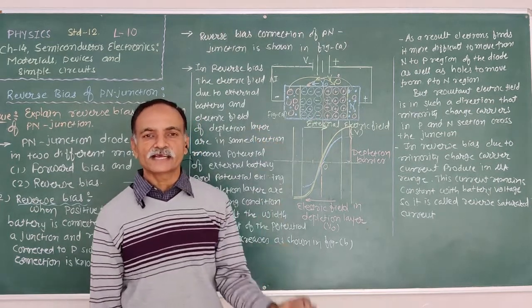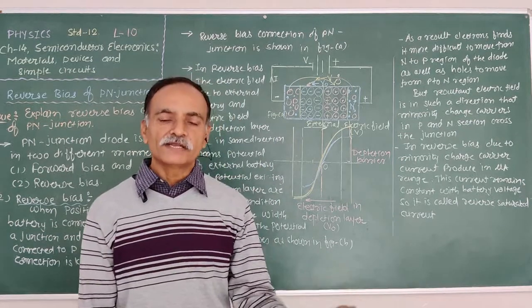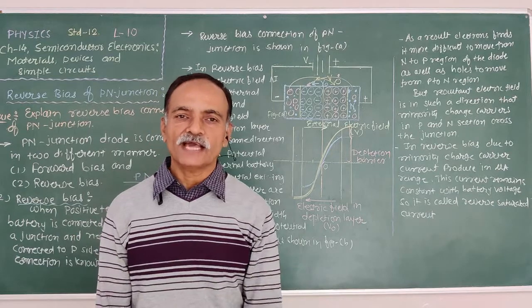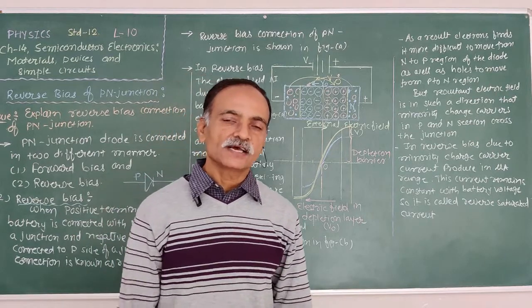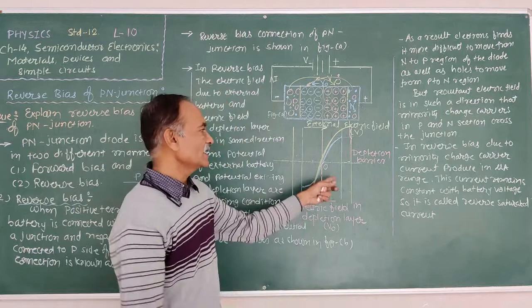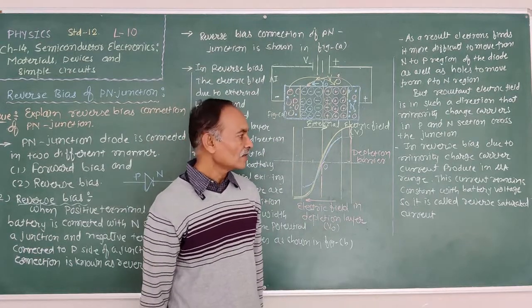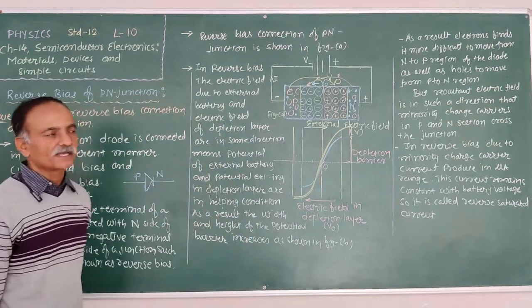As the current increases, at a particular point of voltage, this point of voltage is known as the breakdown voltage, which we discussed in the reverse characteristic of the PN junction diode. Clear this? Okay. So that is the reverse bias of the PN junction.